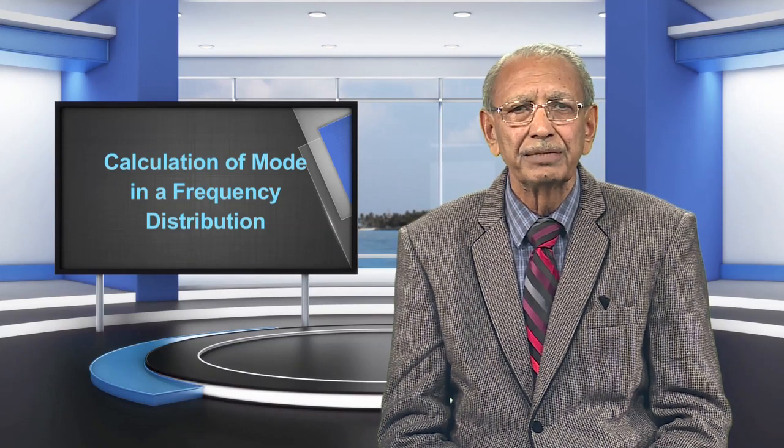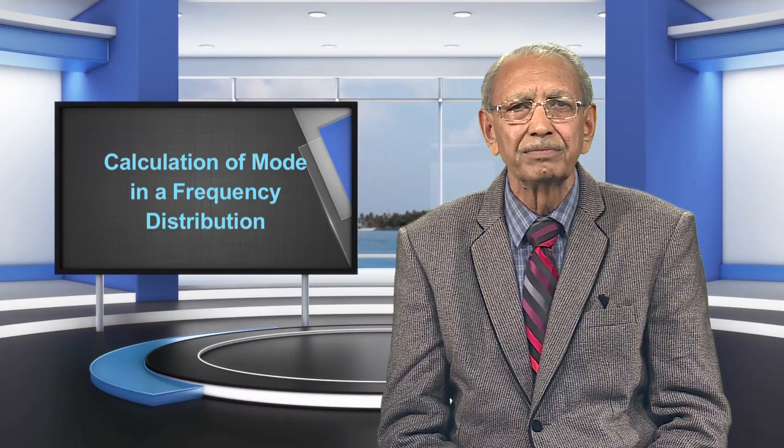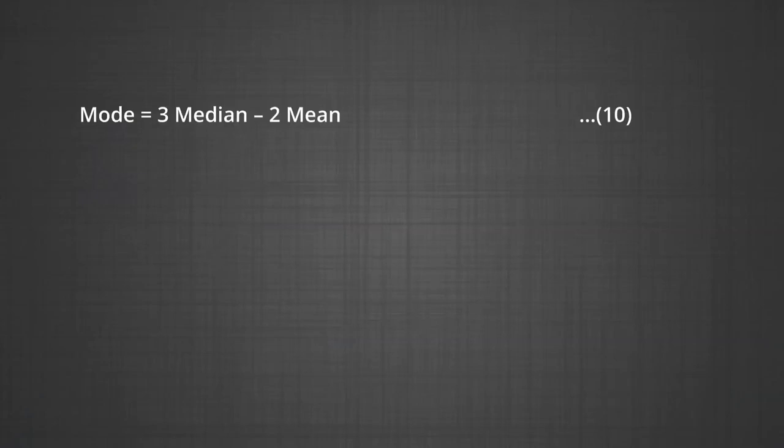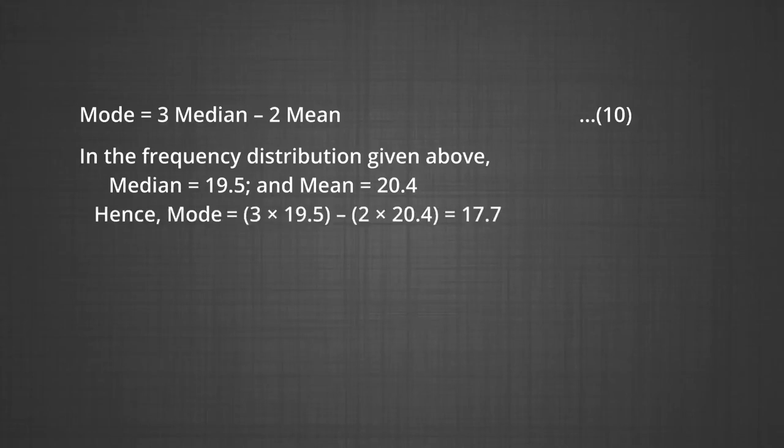Formula for approximating the true mode from the symmetrical or not badly skewed distributions is mode is equal to 3 median minus 2 mean. In the frequency distribution given here, median is equal to 19.5, mean is equal to 20.4. Hence, mode is equal to 3 times 19.5 minus 2 times 20.4. That is equal to 17.7.